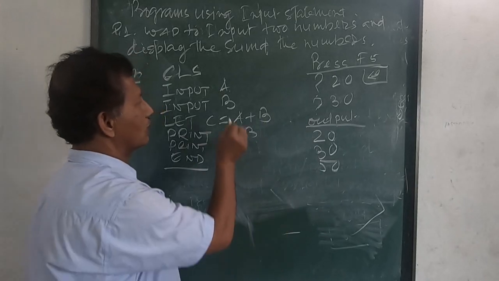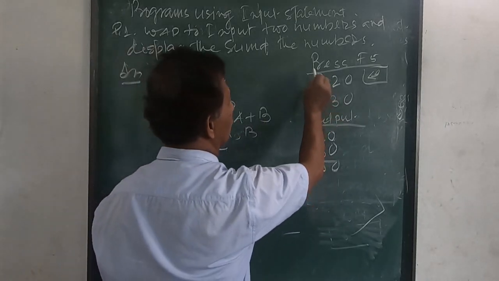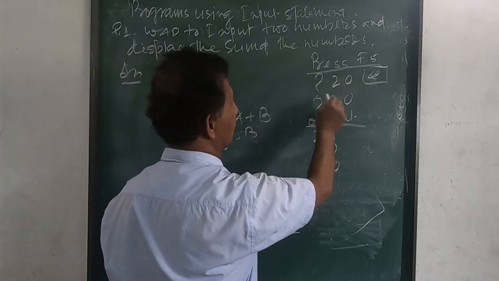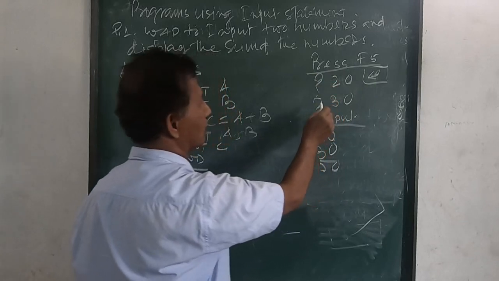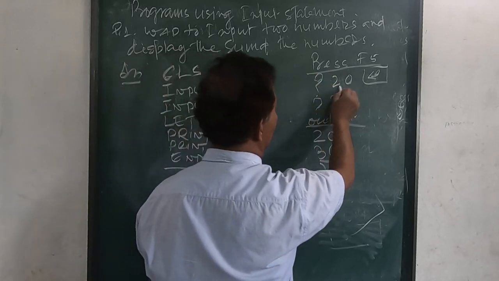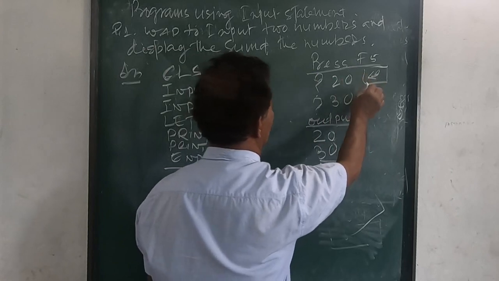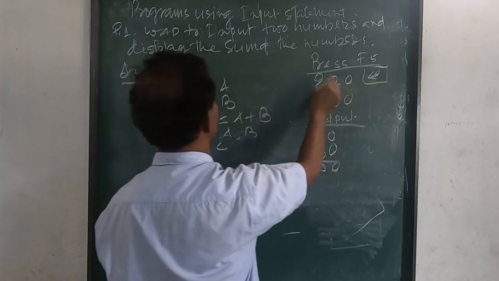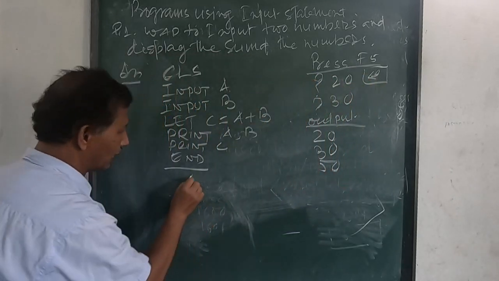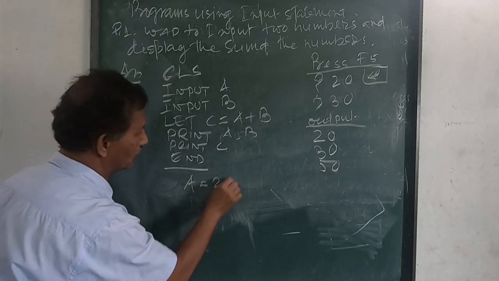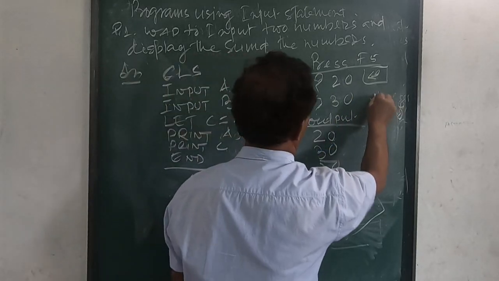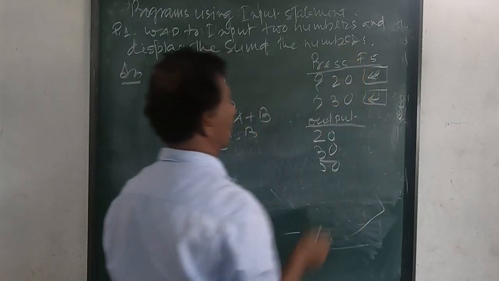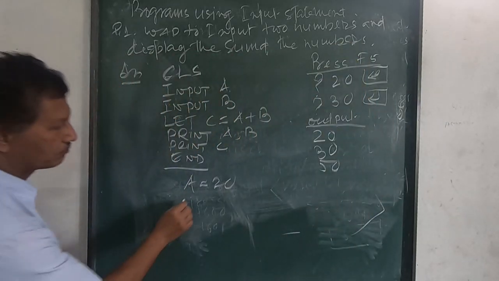Here you see, when you press F5, a question mark will be displayed on the screen. So you are typing 20 and pressing the enter key. As soon as you press enter, this 20 will go to the variable A. So A will have the value of 20. Next time press enter key. Then the next value, that is 30, will go to B.